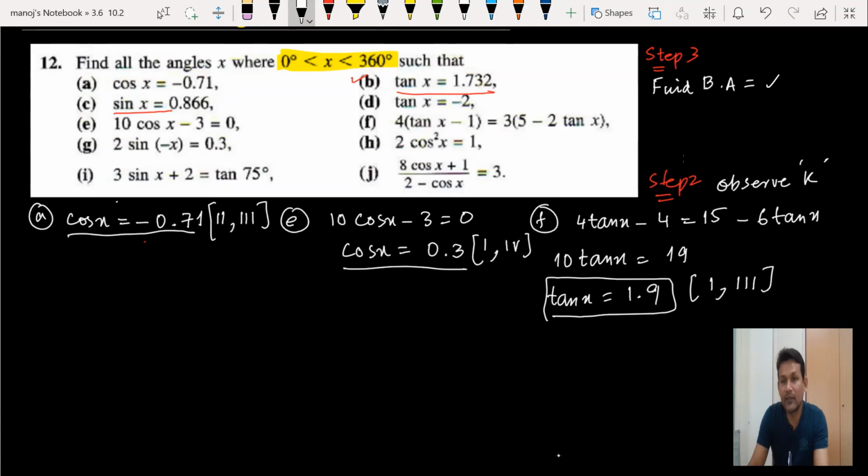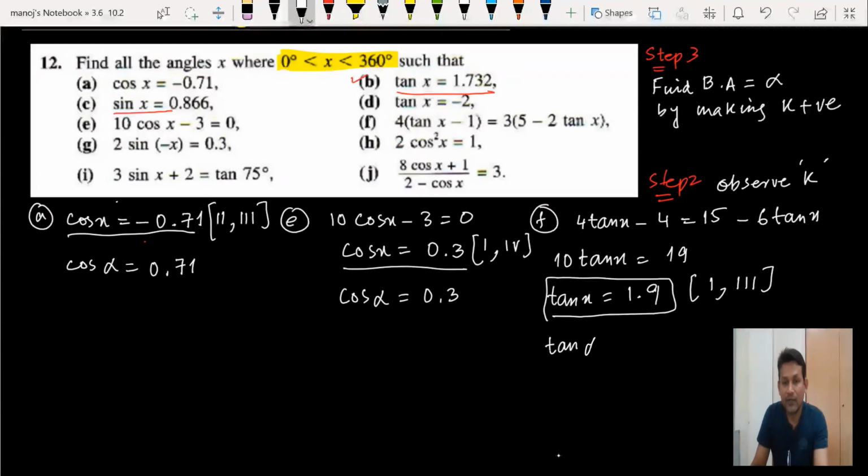Basic angle means alpha, by making k positive. How? Like here, cos x will become cos alpha, and this will become positive. Easiest method. What? Cos alpha is equals to 0.3. This is already positive. This tan alpha is equals to 1.9. This is already positive, but this I made positive.